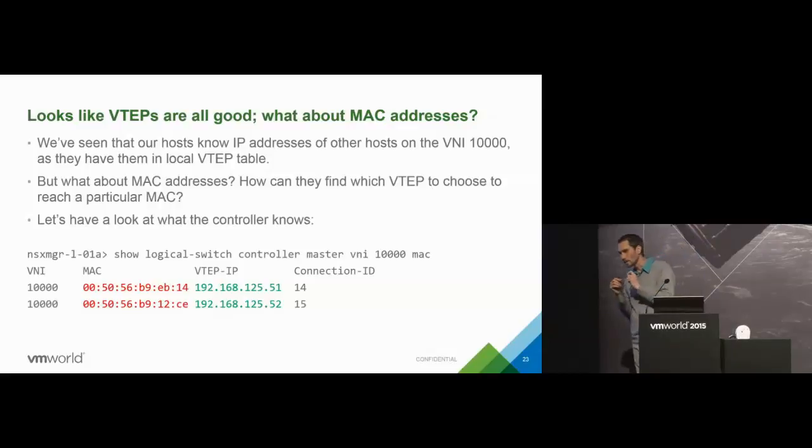What happens when a VM gets connected to a logical switch? At that point, the host where that VM runs also reports that MAC address attachment to the controllers. So the controllers will also have a complete list of MAC addresses of everything connected to the VNI. So in that step, we go and query the controller, again the master controller for 10,000, but show us the MAC table.